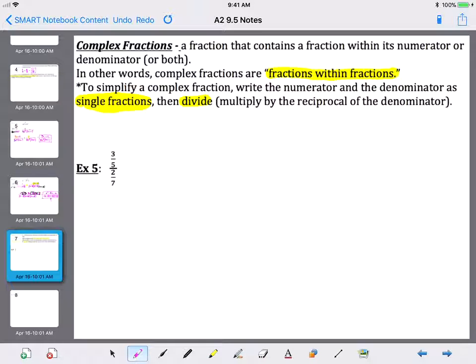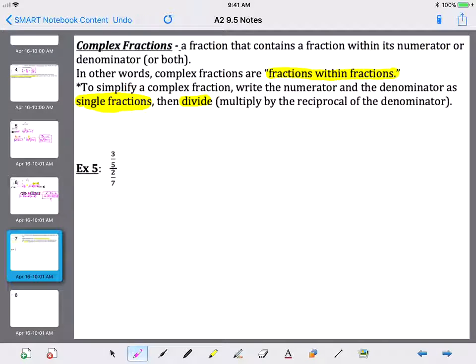So let's do that with a really simple example to start off. This example is the same thing as 3/5 divided by 2/7. So this fraction bar in the middle, you can just turn into division.